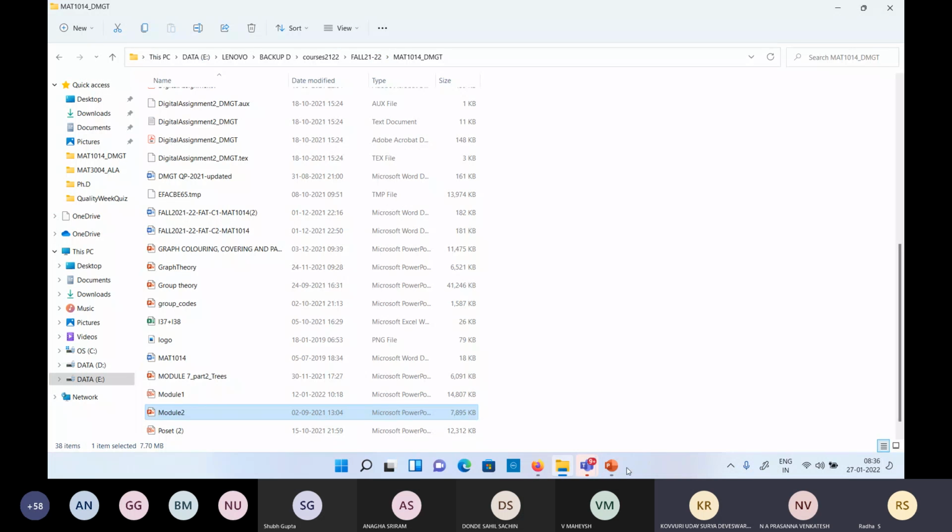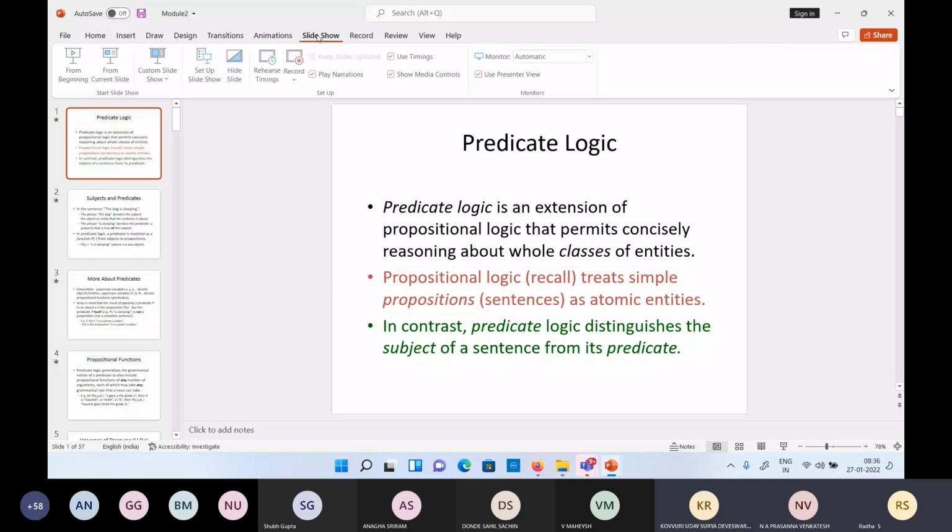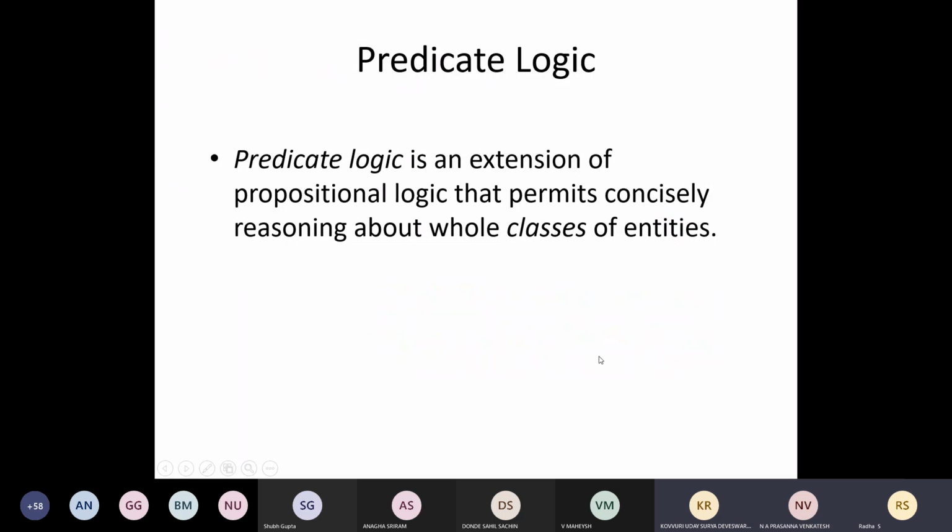Let's start module 2 now. First we have an introduction to module 2. Module 2 is predicate logic. In propositional logic, simple sentences, atomic statements were used. We combined them using and, or, and so on. Then we came to the conclusion, right?